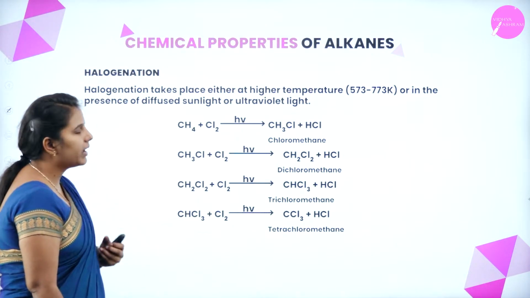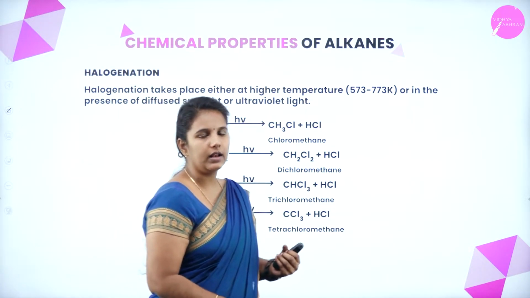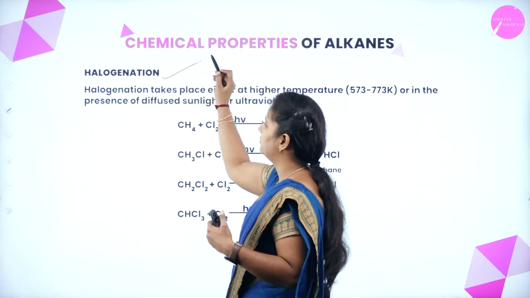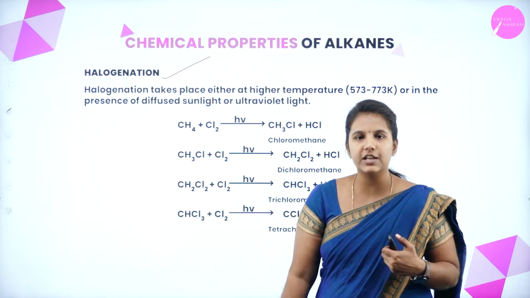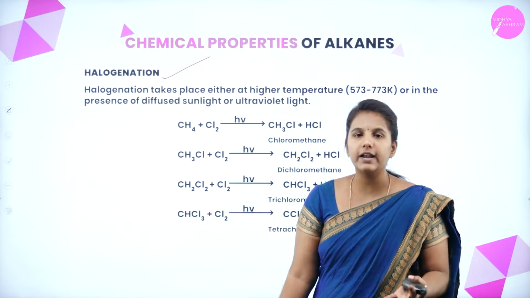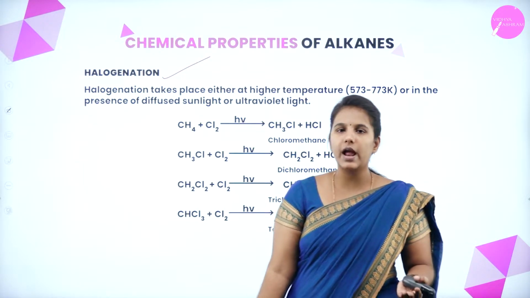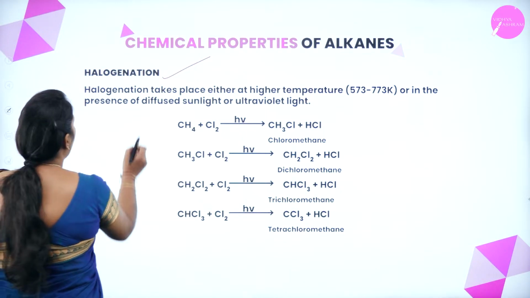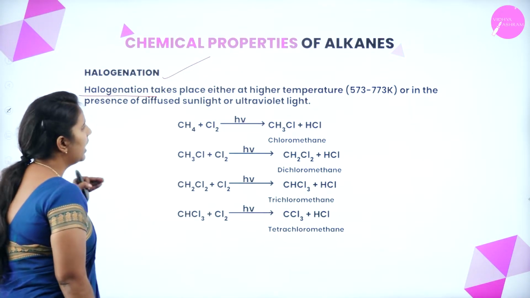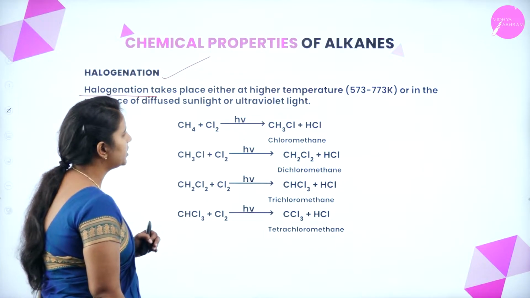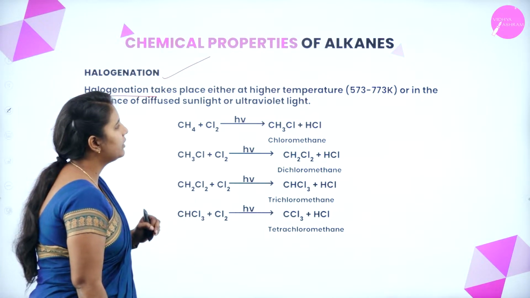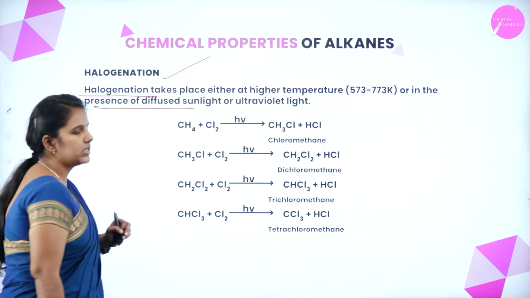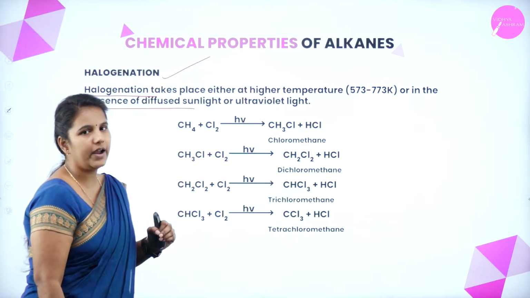Next are the chemical properties of the alkanes. In that, first I will go for halogenation. Do you know what halogenation is? The process of addition of a halogen to the carbon atom is known as halogenation. Halogenation takes place at a very high temperature, 573 to 773 Kelvin, or in the presence of diffused sunlight or ultraviolet light.